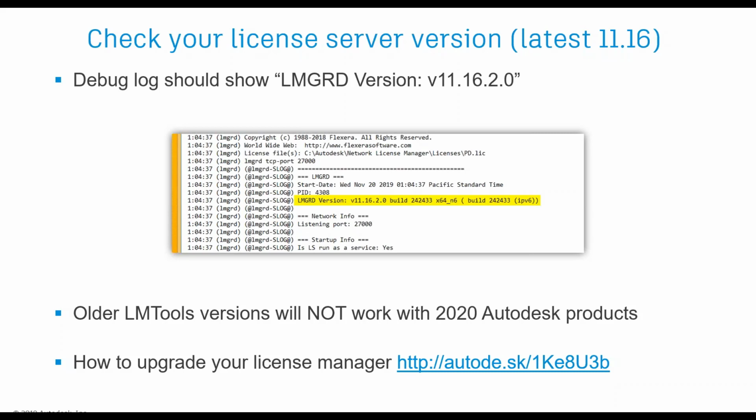So if you go check on the server, you may see in the debug log that the version is not actually the latest one, so it's not 11.16. So just always make sure that you uninstall previous versions of LM tools just to clean the system up, and then you install the new version. So when you start the server and you open the debug log, you may be able to see this line specifying the version that you are running on your server.